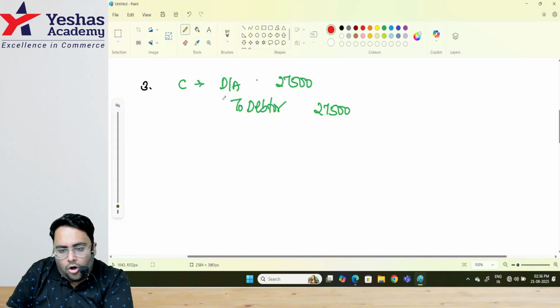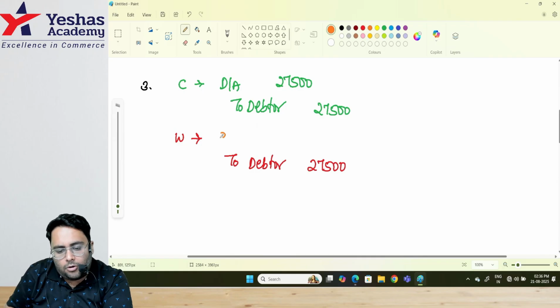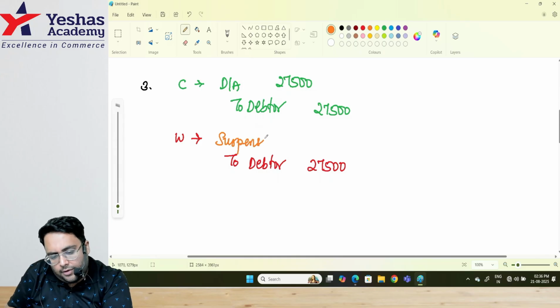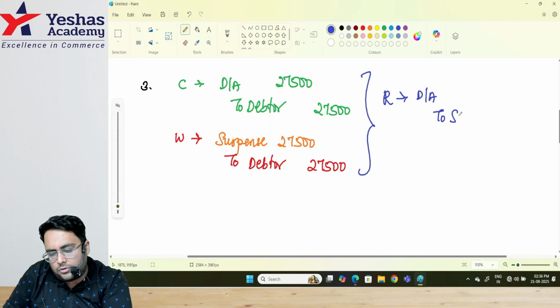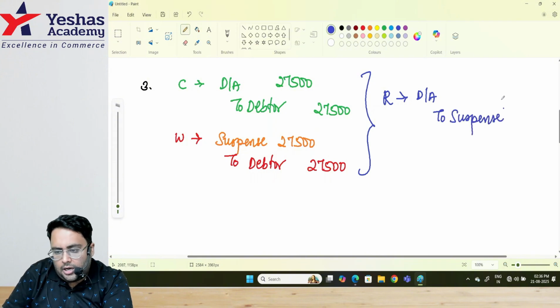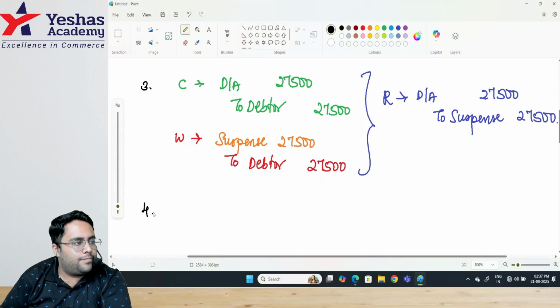27,500 is not posted to discount allowed account. It was correctly posted to debtor account. Debtor has been credited. There is no debit. What will you get? Suspense account will be debited. Automatically, what is your rectification entry? Your rectification entry will be discount allowed account debited to suspense. Discount allowed to suspense 27,500. Can we go ahead?